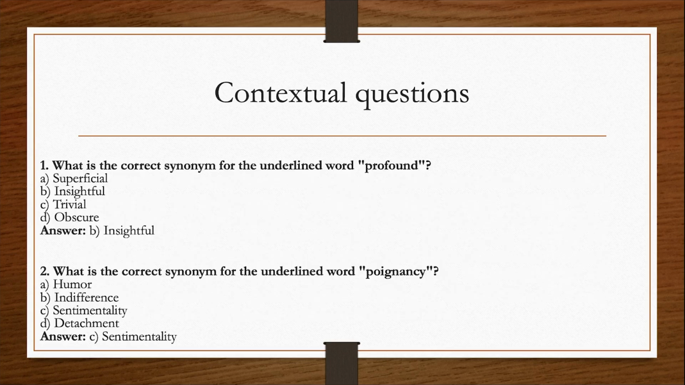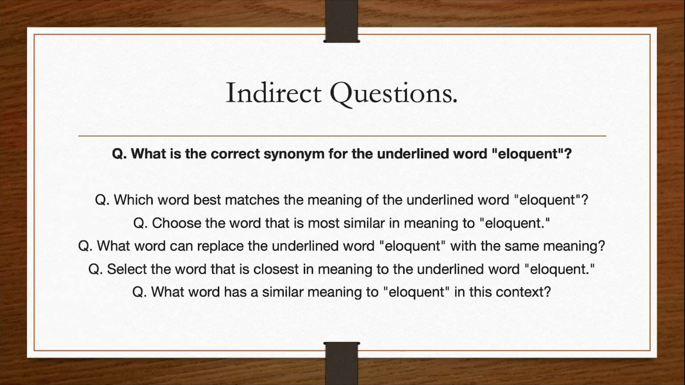Now, here, what is the correct synonym for the underlined word profound? Okay, we have four options: superficial, insightful, trivial, obscure. That is insightful. And for the second, what is the correct synonym for the underlined word poignancy? That is humor, indifference, sentimentality, and detachment. That is sentimentality. So here, contextual meanings are to be figured out. Okay. Now, there could be some sort of indirect questions as well.